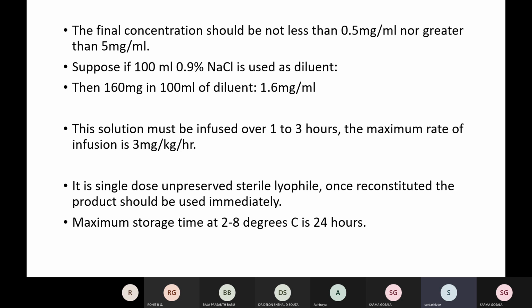So it's always better to check the volume of the diluent which we are using. We should not over dilute it or under dilute it. This solution can be infused over 1 to 3 hours with a maximum rate of infusion of 3 mg per kg per hour. It is a single dose unpreserved sterile lyophilized product. Once it is reconstituted, ideally the product should be used immediately. Maximum storage time at 2 to 8 degrees is 24 hours for the reconstituted liquid. Once it is diluted, we should not store it, we should use it immediately.